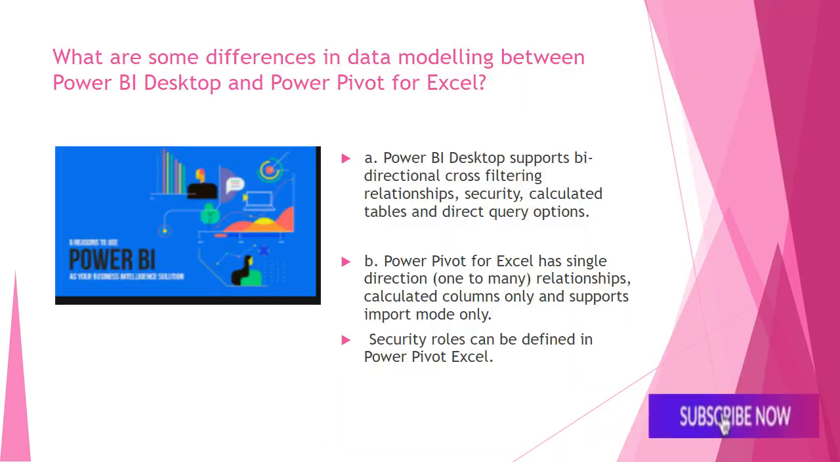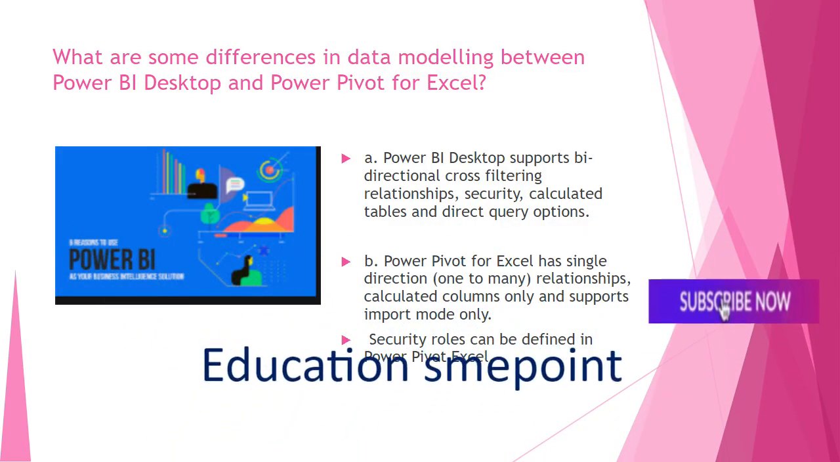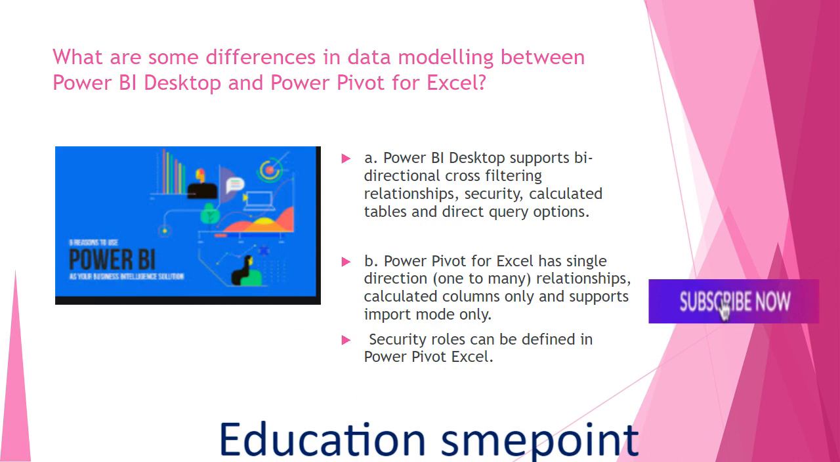What are some differences in data modeling between Power BI Desktop and Power Pivot for Excel? A. Power BI Desktop supports bidirectional cross-filtering relationships, security, calculated tables and direct query options. B. Power Pivot for Excel has single direction, one-to-many relationships, calculated columns only and supports import mode only. Security roles cannot be defined in Power Pivot for Excel.